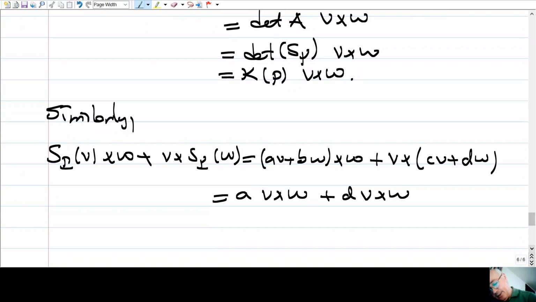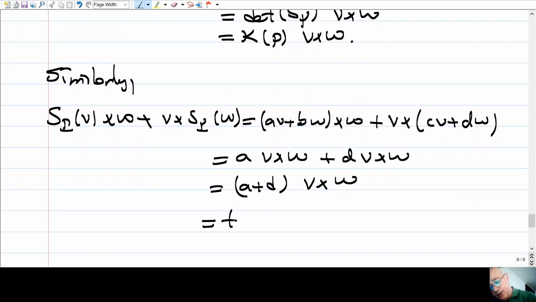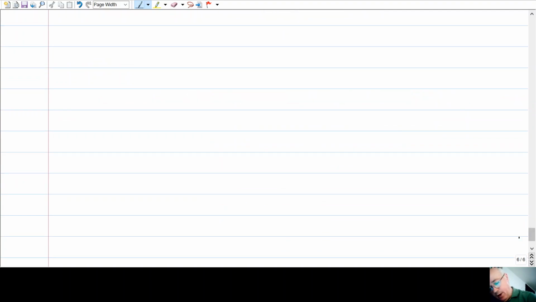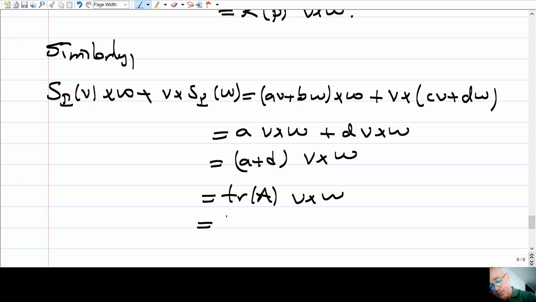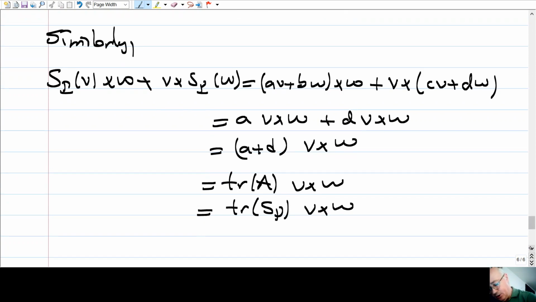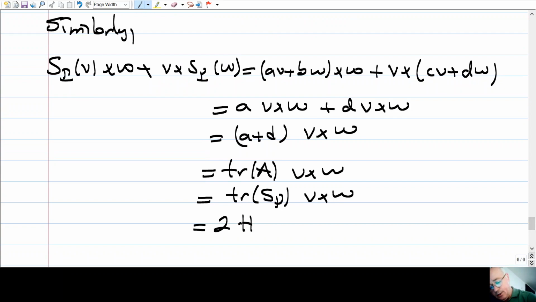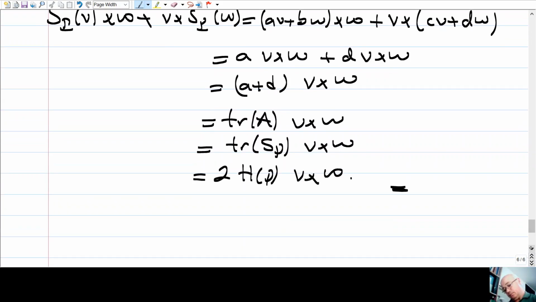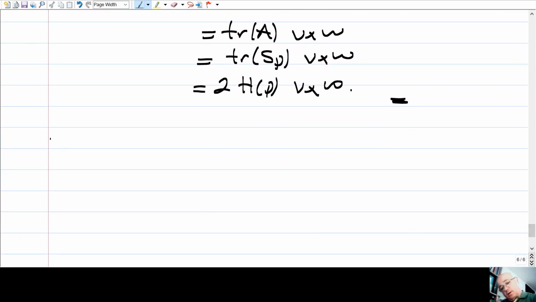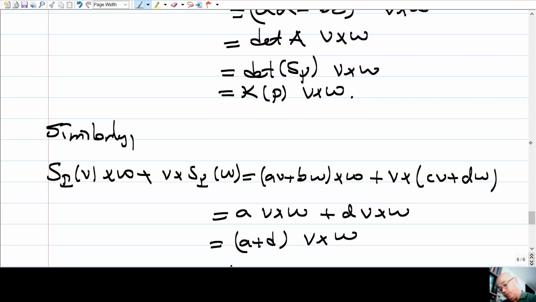So what we see is we have A plus D times V cross W, but this is nothing but the trace of A times V cross W. Well, the trace of A is just the trace of the operator SP, and trace is just 2 times the scalar curvature. So this finishes the proof. Right, so we have proved the lemma.